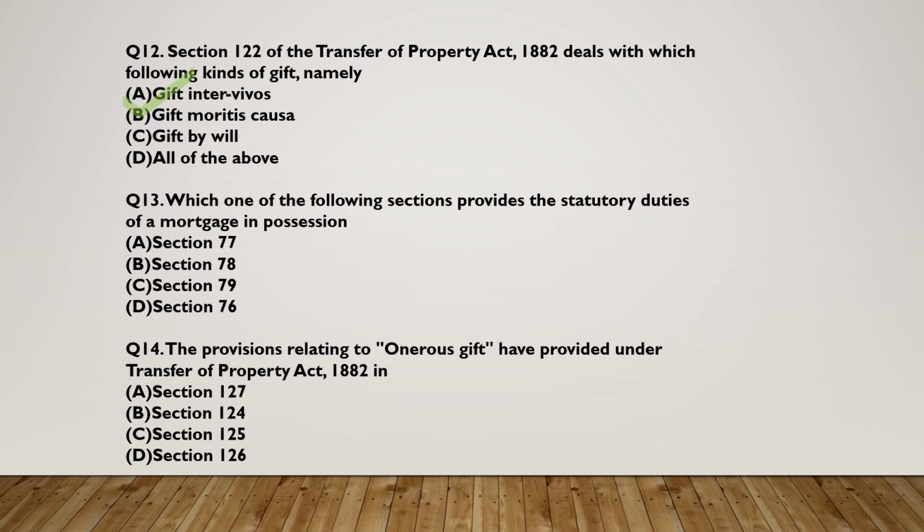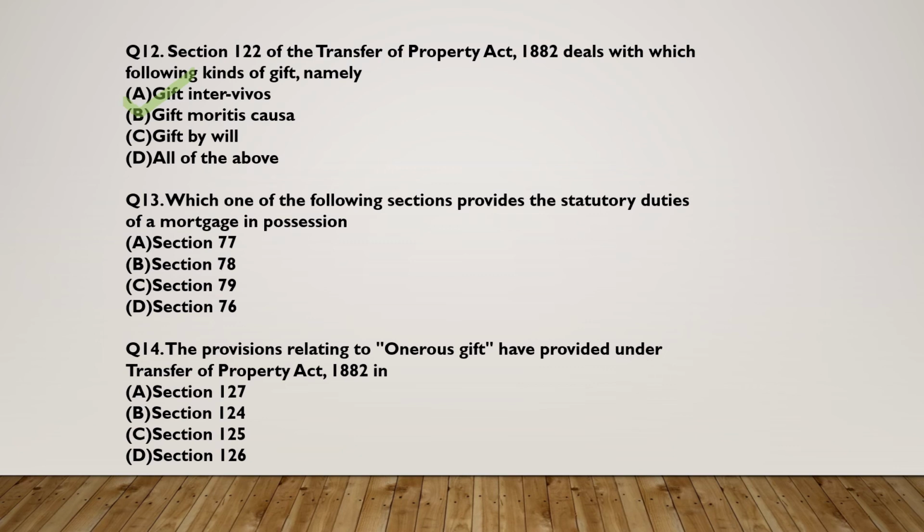See, a gift inter vivos is a gratuitous transfer of ownership between two living persons and is a transfer of property within the meaning of Section 5 of the Transfer of Property Act. A gift may be either inter vivos or testamentary. You had better know that. So option A is the correct option here.